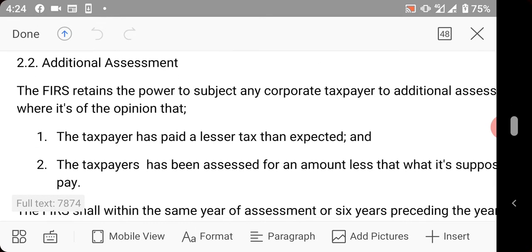Then additional assessment. What is additional assessment? The FIRS retains the power to subject any corporate taxpayer to additional assessment where it is of the opinion that the taxpayer had paid a lesser tax in the time past. You see, the tax you filed, they suppose that you filed a lesser tax. Based on templates best known to them, they can raise additional assessment. I hope you understand. Good.